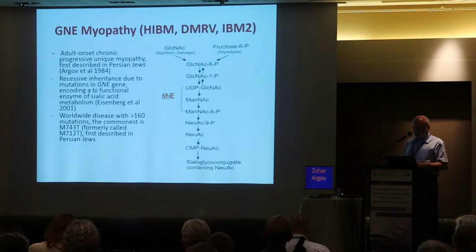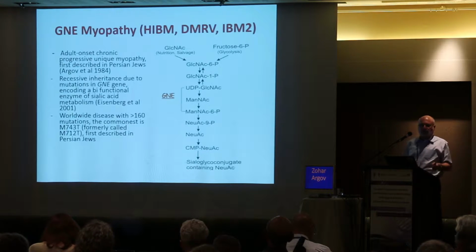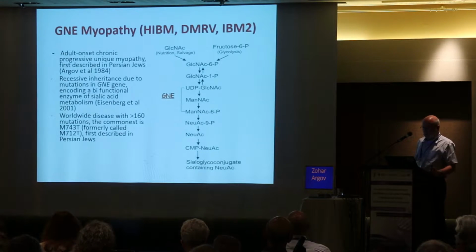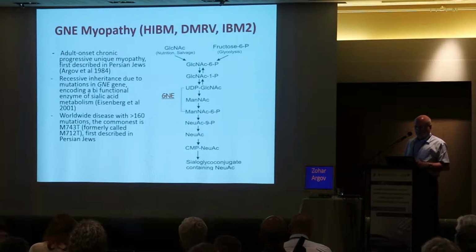Well, what is GNE myopathy? This is an adult onset chronic myopathy, which I first described more than 30 years ago. And when I first described it, it was in Persian Jews.